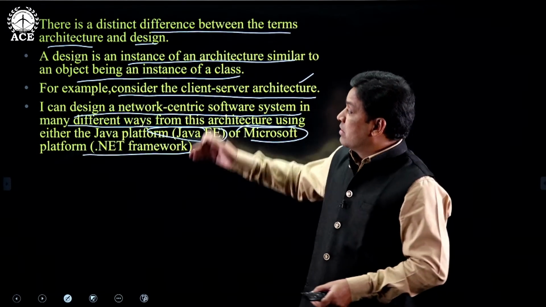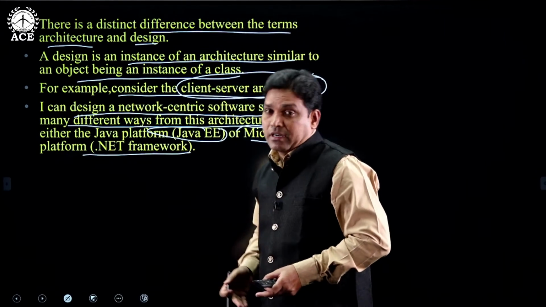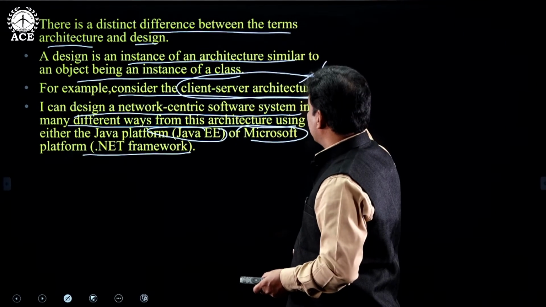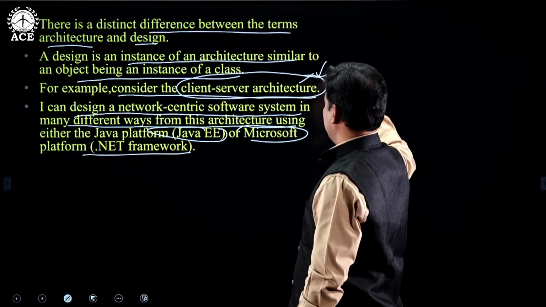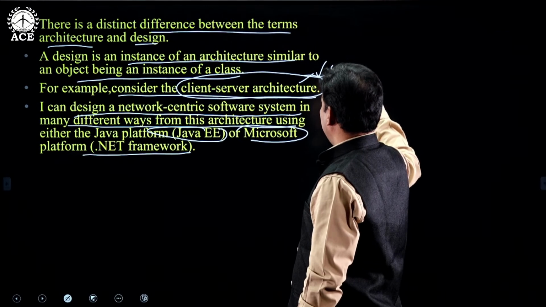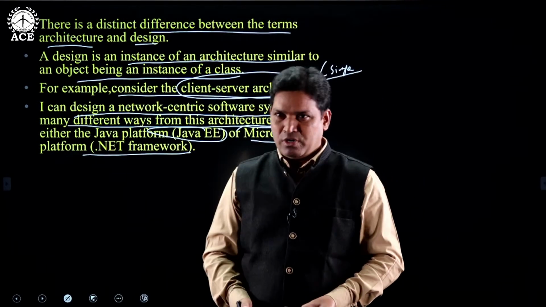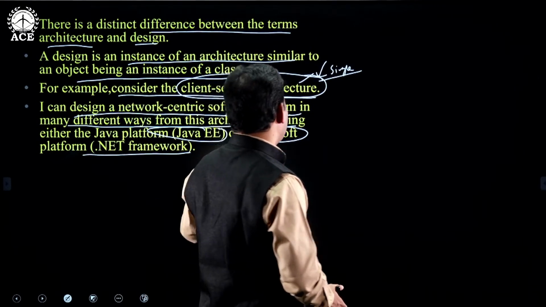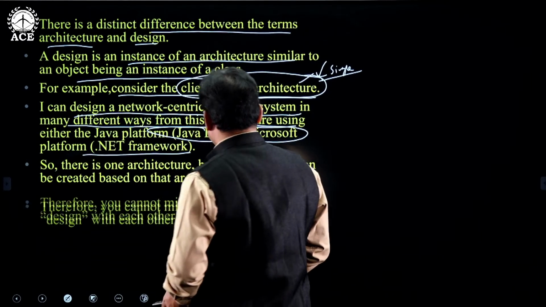That means client-server is a single architecture. This client-server architecture can be designed in multiple ways. So the architecture is single here. From this single architecture, you can design multiple design models. You can design your software system by using various implementation languages.